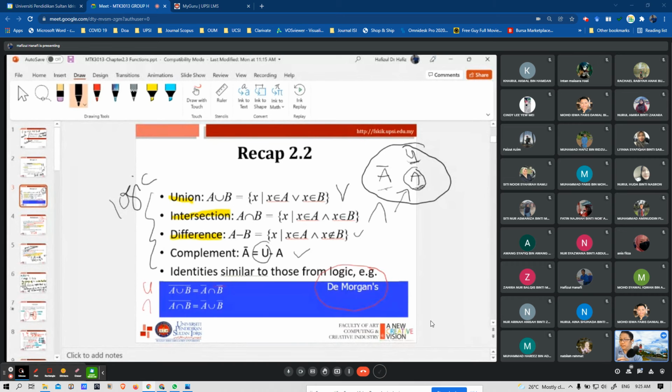We also apply De Morgan's law. The complement of A union B is equal to the complement of set A intersection the complement of set B. And the complement of A intersection B is equal to the complement of set A union the complement of set B.